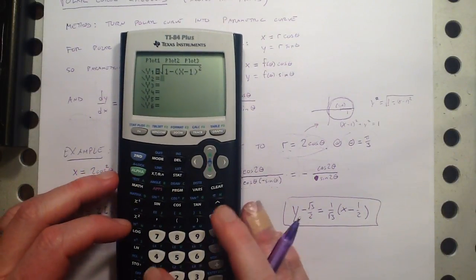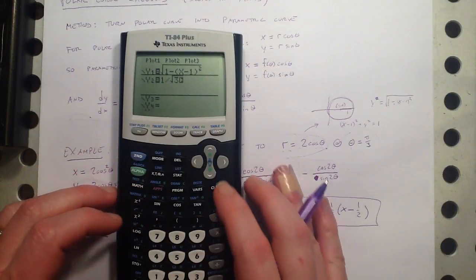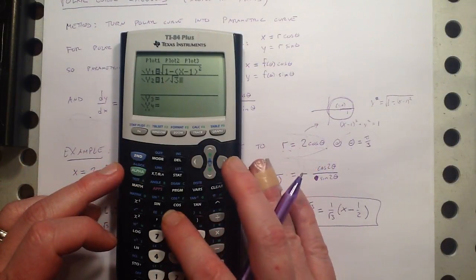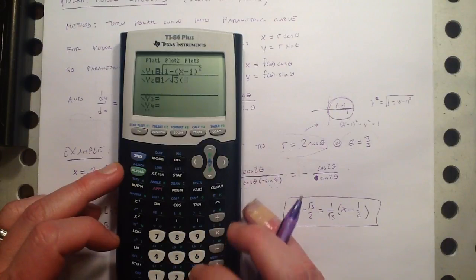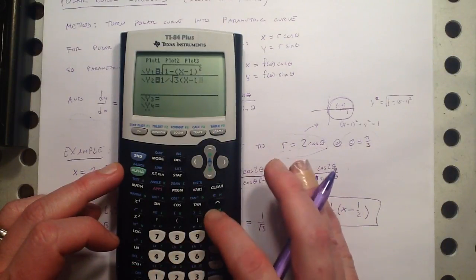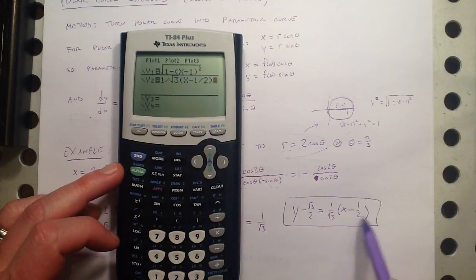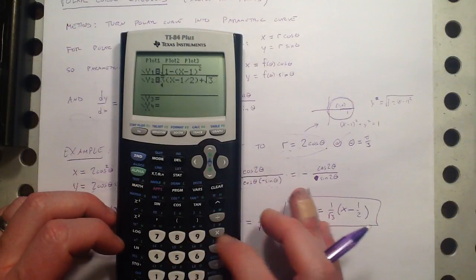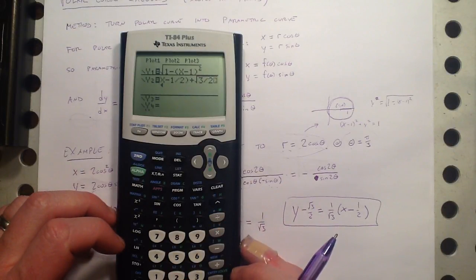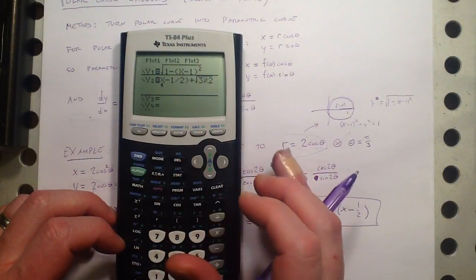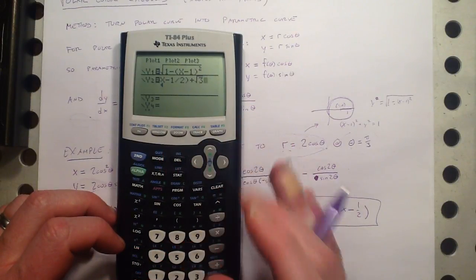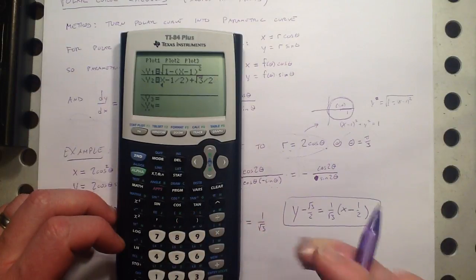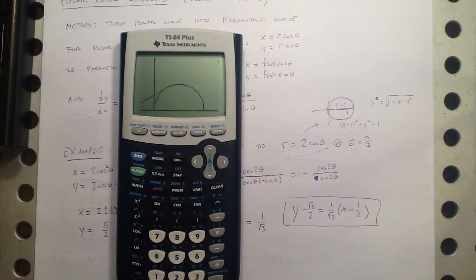So y equals 1 over the square root of 3 times x minus 1/2, and then I need to add this to the other side, plus square root of 3 over 2. And the 2 should not be under there, so I always do that. Over 2. And there it is, our tangent line. Pretty.